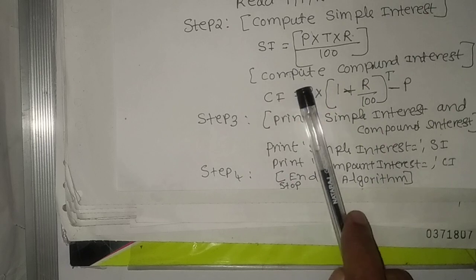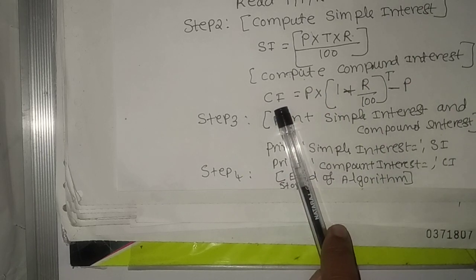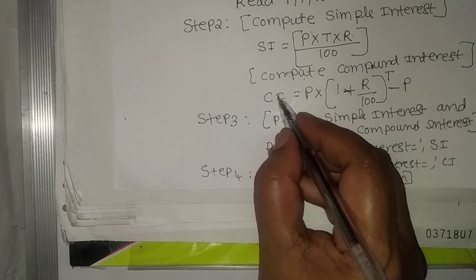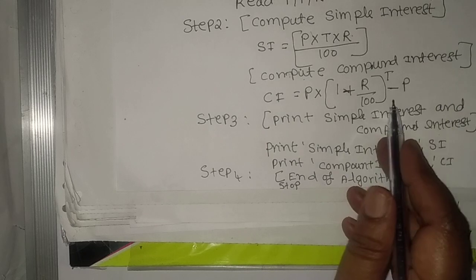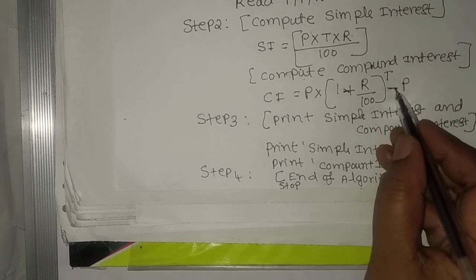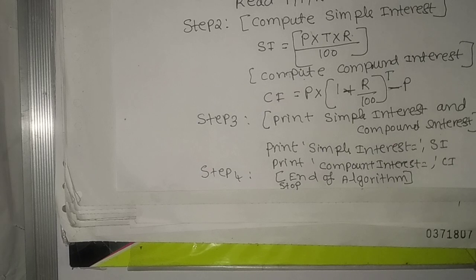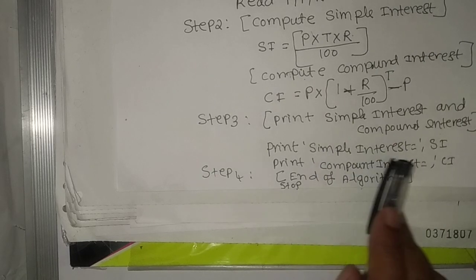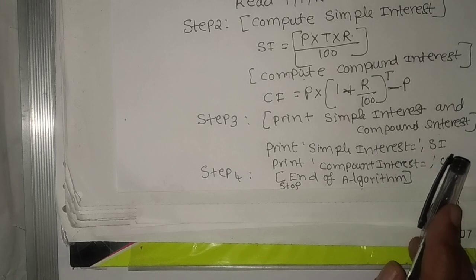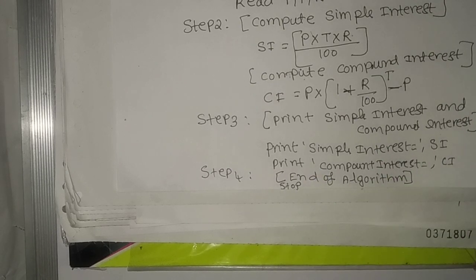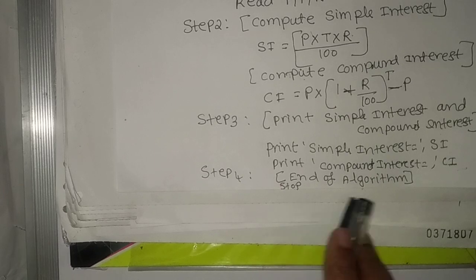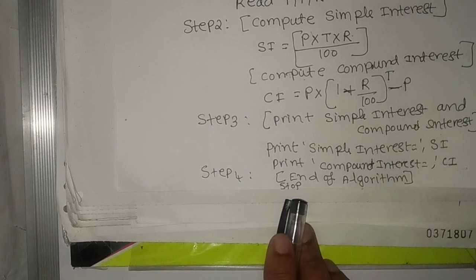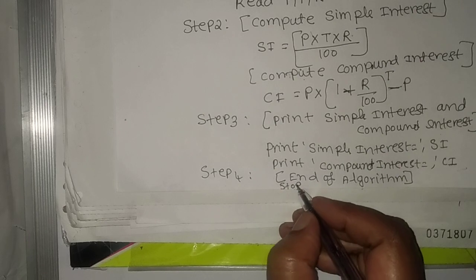Then next is compute compound interest, that is CI is equal to P into 1 plus R by 100 to the power of T minus P. So next step is to print the simple and compound interest. Then write the print statement, simple interest inside the quote SI, and print compound interest within quotes, and then comma, then CI. Then step 4 is the end of the algorithm, and last we have to write the stop statement.